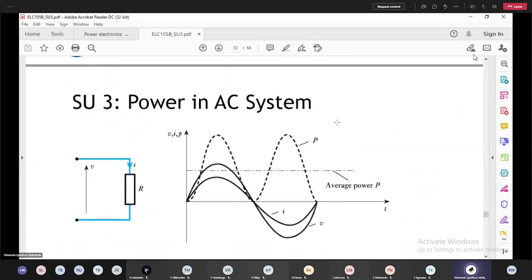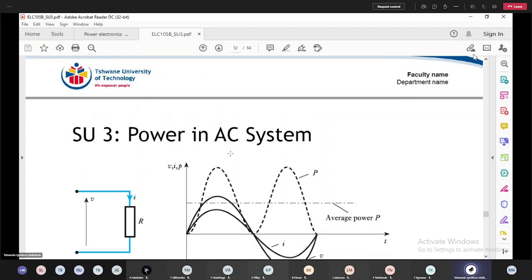Right, power in AC systems. This is chapter 12. Today we have done chapter 11. We have started and finished chapter 11. Next time when we meet, we will discuss power in AC systems, which is the subject of chapter 12 in your textbook.